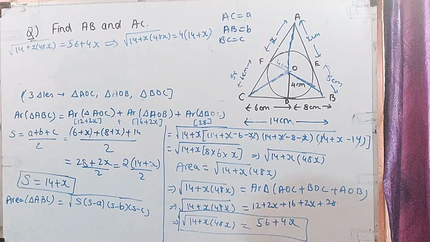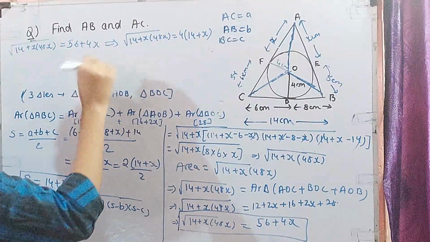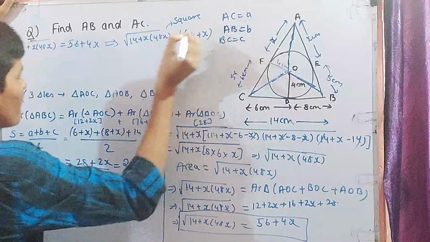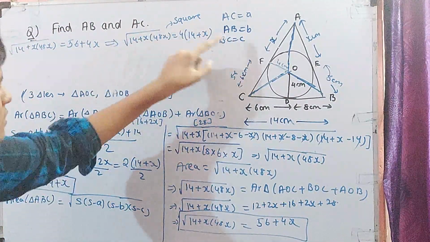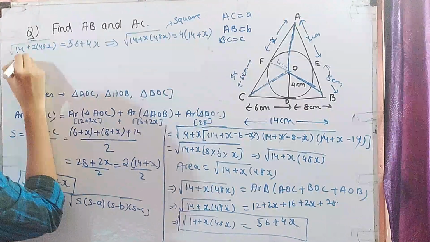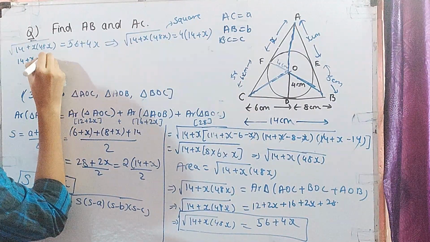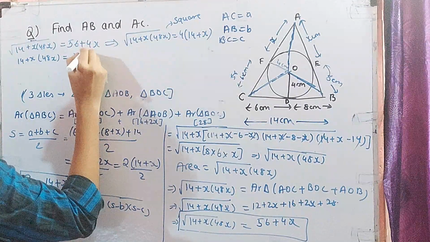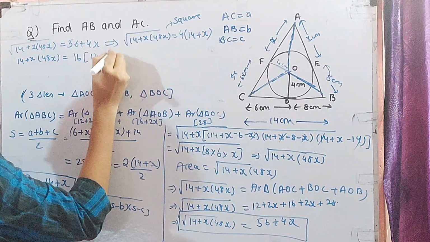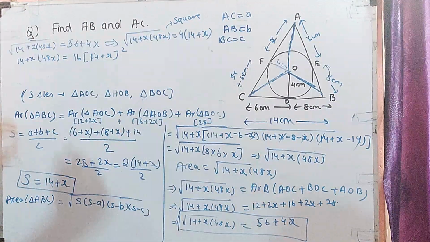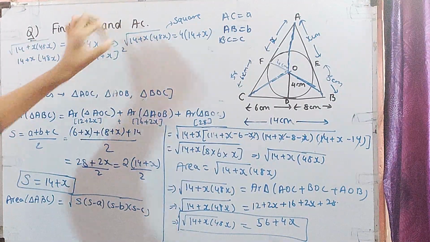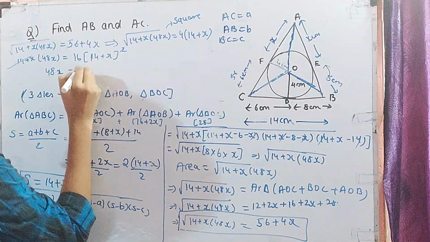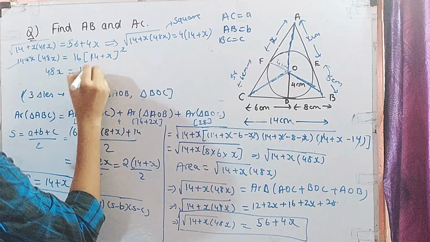Now what we are going to do? We are going to square on both the sides. After squaring, this root will get converted into this square. So hence we will get (14 plus x) into 48x is equal to 4 square. What is 4 square? 16. 16 into (14 plus x) whole square. Now this 14 plus x and this (14 plus x) whole square get cancelled. Hence we will get 48x is equal to 16 into 14 plus 16x.